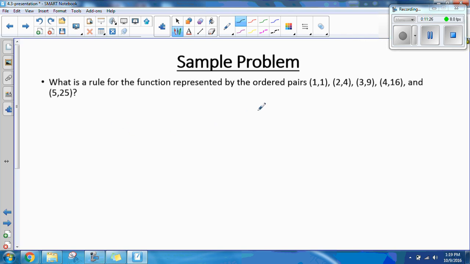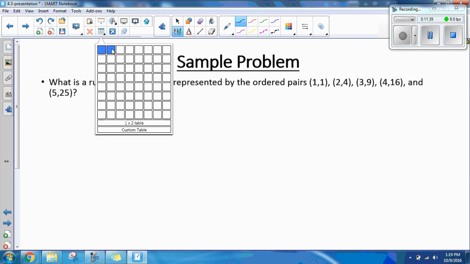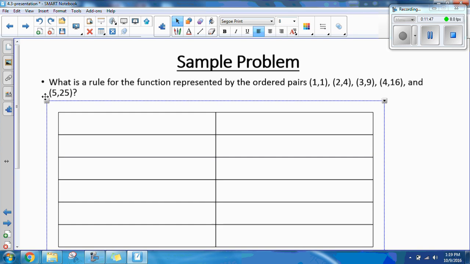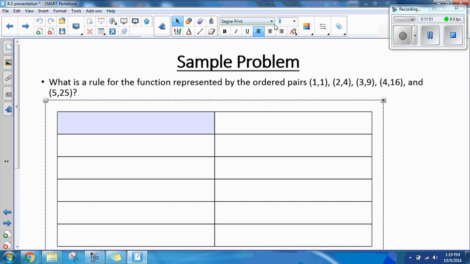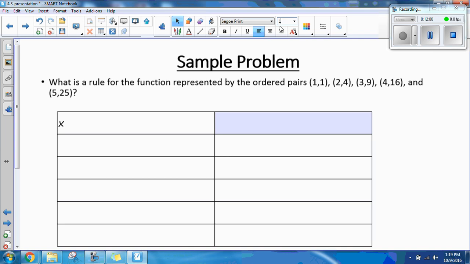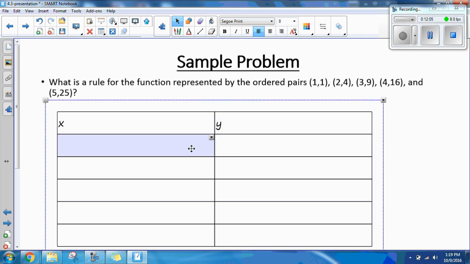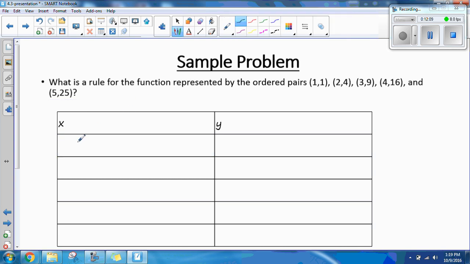What is a rule for the function represented by the ordered pairs (1, 1), (2, 4), (3, 9), (4, 16), and (5, 25)? So remember, first we need to create our table of x and y values. Okay, so we'll do our x values here, y values here. We have 1, 1, 2, 4, 3, 9, 4, 16, and we have 5, 25.